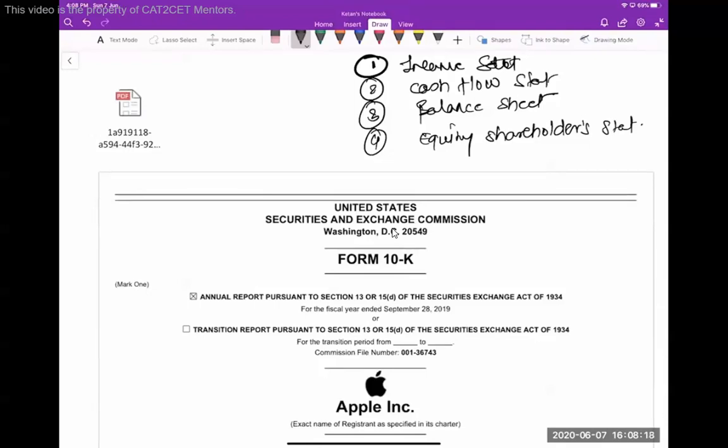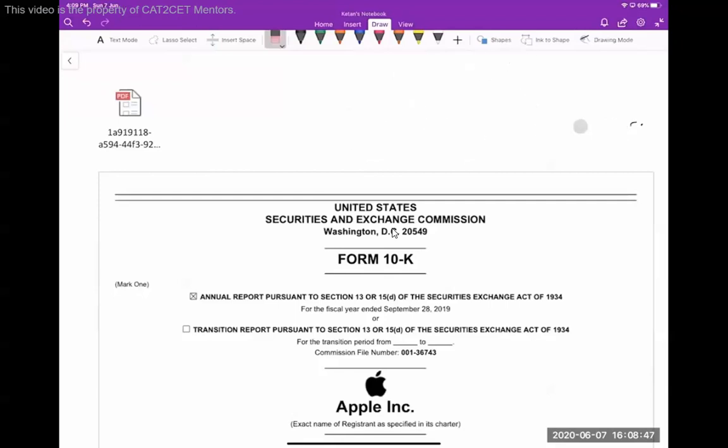Now, the next lecture that we would like to move on to is the analysis of these financial statements. Whenever you start with any sort of analysis, it is quite imperative that you have a look at the annual report, because annual report is one of the most important documents. I haven't started with the lecture yet. I'm just giving you a little bit of a brush up.